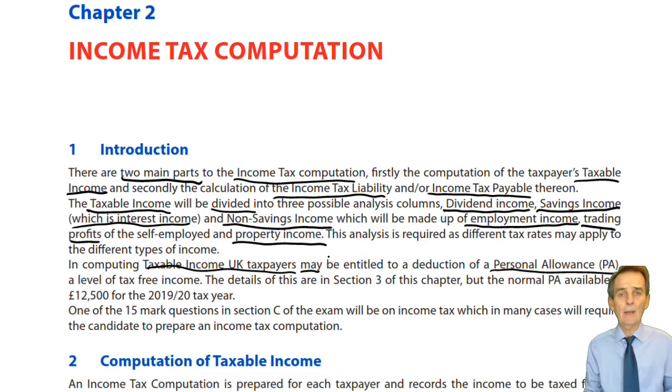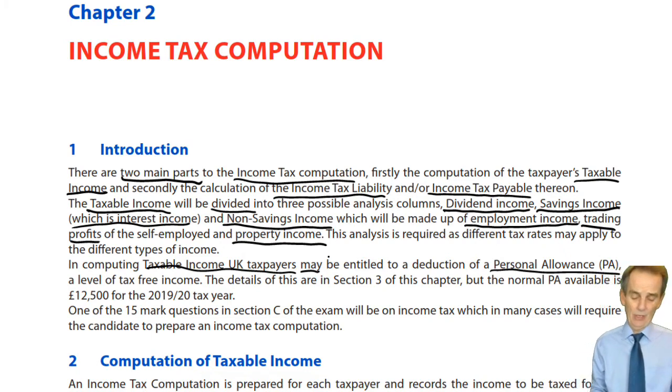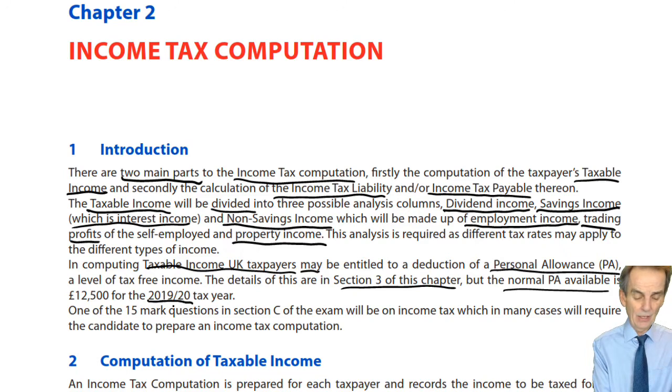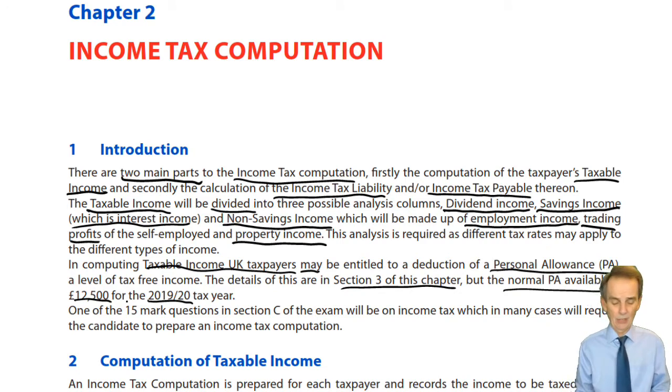The vast majority of taxpayers are not in that level of income, and therefore we will all enjoy a personal allowance. Now, it's a level of tax-free income that we're entitled to. The details of this are in section 3 of the chapter, as regards the reduction in the personal allowance especially. But our normal personal allowance available to us for our 2019-20 tax year is £12,500. There's a standard deduction, again given to you on your rates and allowances page.